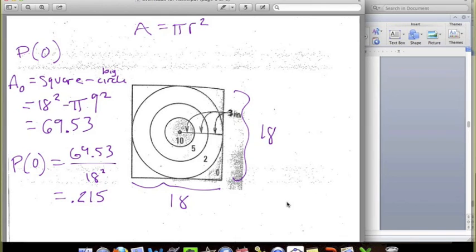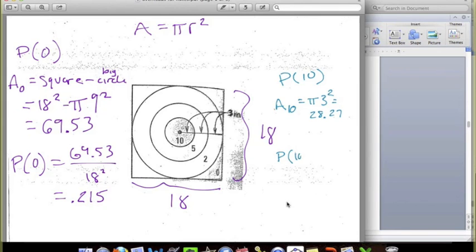So the question said, how does getting 0 points compare to getting 10 points? So now we want to find our probability of getting 10 points. The area of the 10-point region is just the bullseye. So that would be pi. What's the radius of that? 3 squared. And again, type that into the calculator with the pi. So 9 times pi is 28.27.